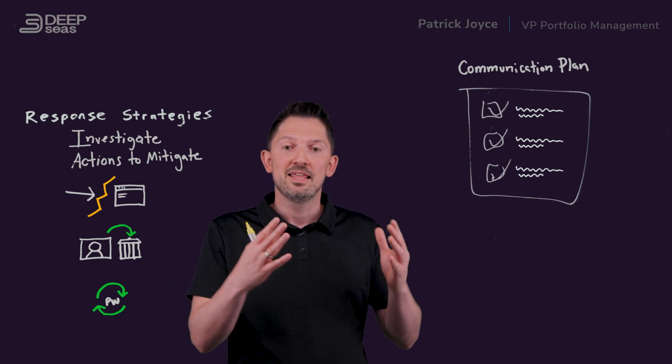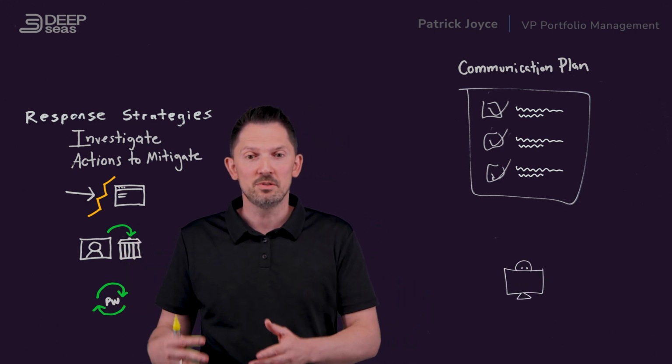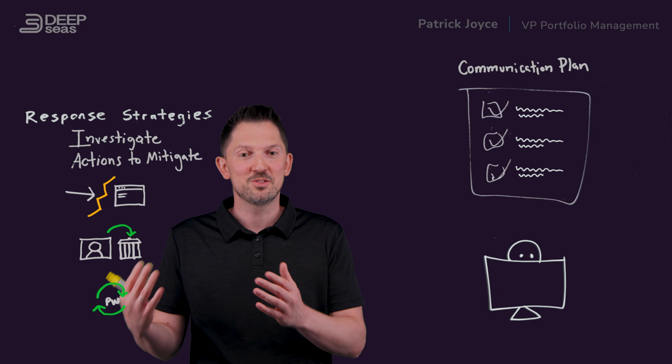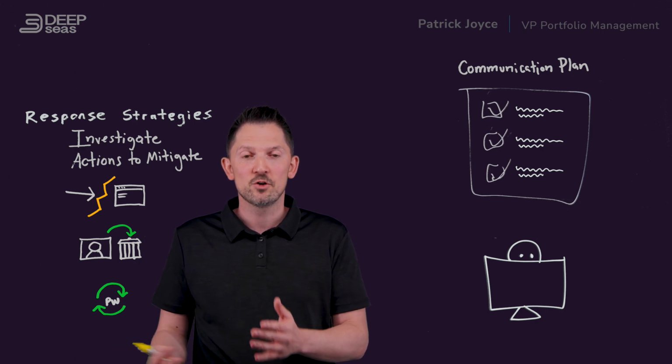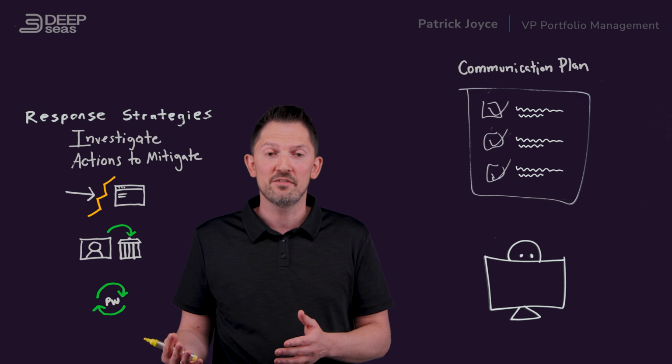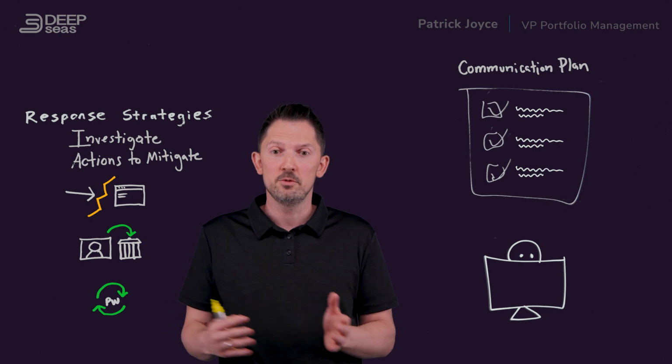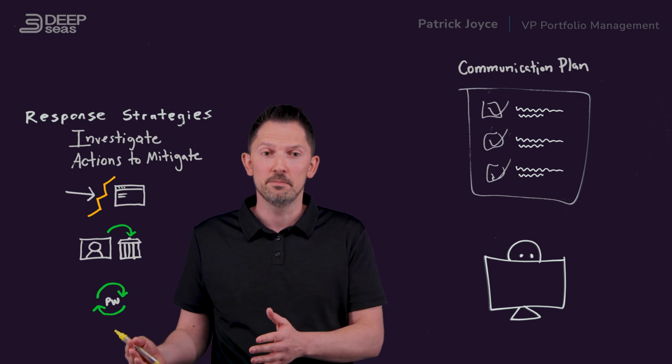Because remember, these identities are attached to people that are trying to do their jobs, they're trying to use their identities for legitimate purposes. And if you're going to disrupt their workflow, you're going to need a very clear communication plan so you can contact them.